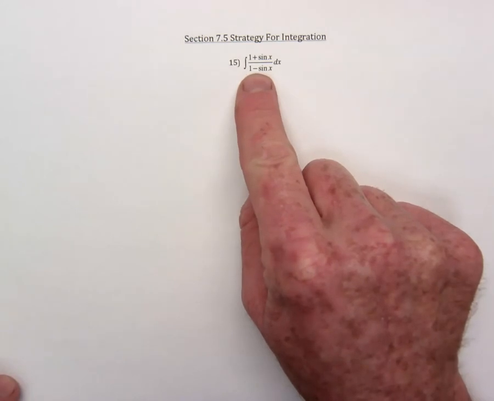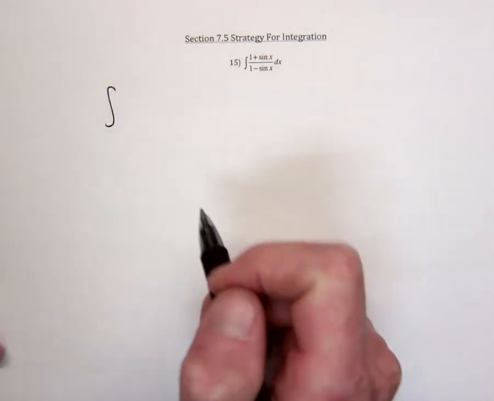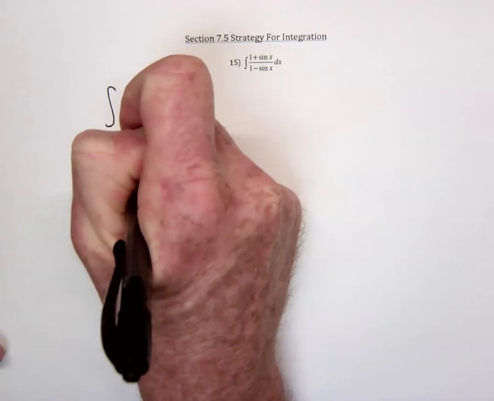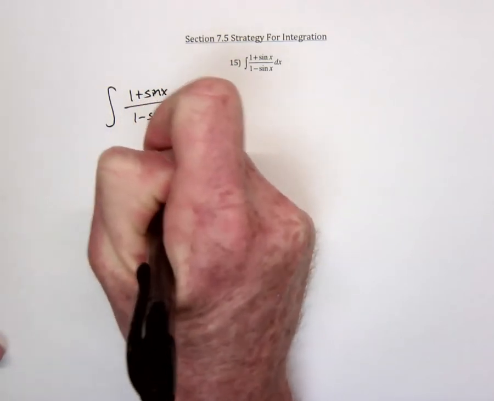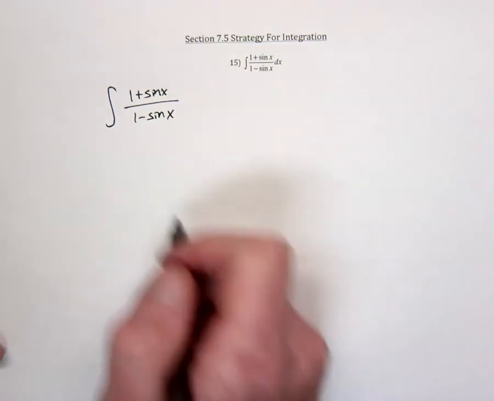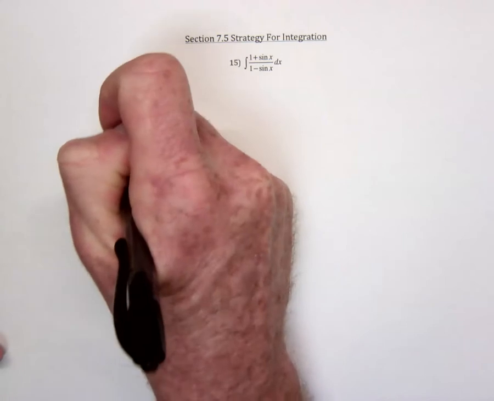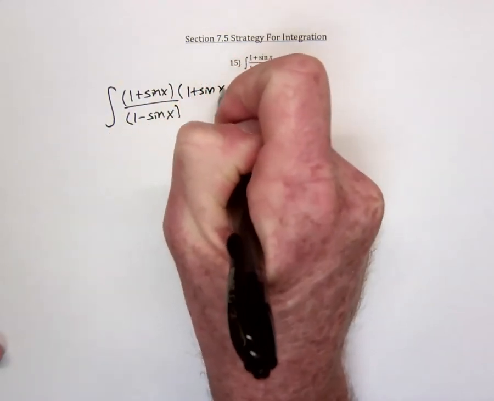But we can get this to become 1 minus sine squared by multiplying by the conjugate. So take the original problem and then multiply the top and the bottom by the conjugate of 1 minus sine of x, which is going to be 1 plus sine of x.